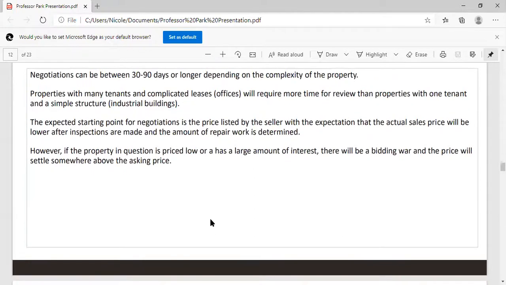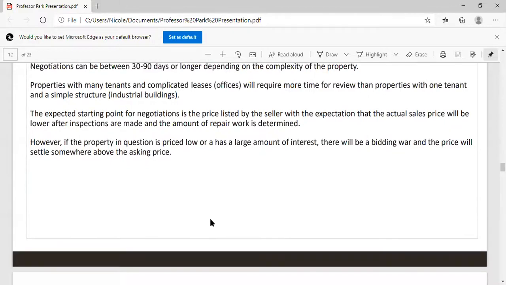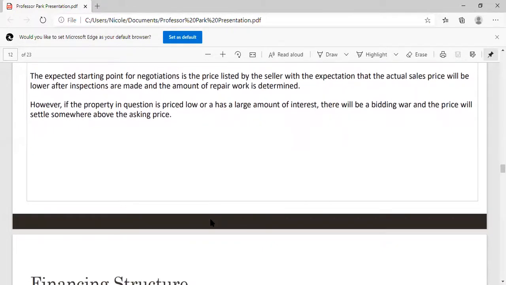And as you guys probably know, the expected starting point for negotiations is a price listed that the seller puts out there. And then usually it settles somewhere below that after inspections are made. There might be repair work, things of that nature. But if there's a large amount of interest, it's a really well-positioned property, there could be a bidding war, and it could be a lot higher than that.